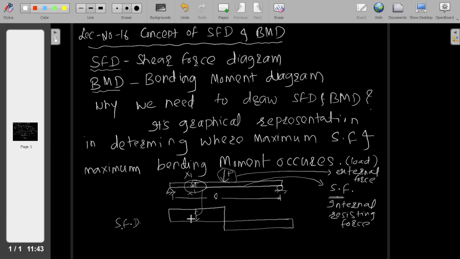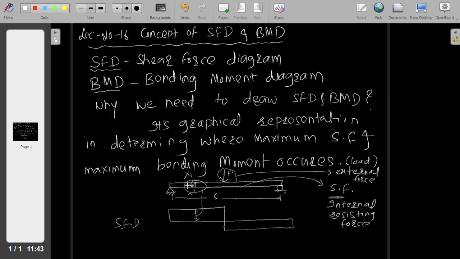How this diagram comes, I will explain one by one. For the cantilever beam I will explain separately, and for the simply supported beam I will also explain separately how it comes. I will take up many more examples on this, because if you understand this topic well, then in the upcoming deflection topic, which is very important, you have to see how this diagram comes. So you should know how this diagram comes. Let me move ahead.